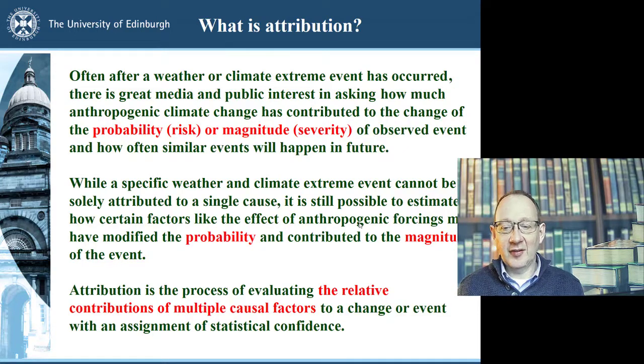Attribution is a process of evaluating the relative contributions of multiple causal factors. There might be several drivers causing a change in risk or an event, with some statistical confidence, so it's a statistical process. Because it's very model heavy, particularly in event attribution, we also have to ask questions about the reliability of models. In this workshop, we largely focus on just two causal factors: human forcing and natural forcings, or human forcing relative to natural forcings.